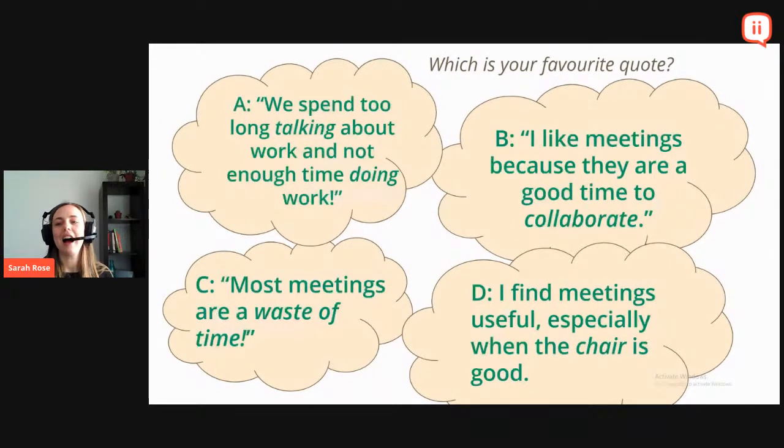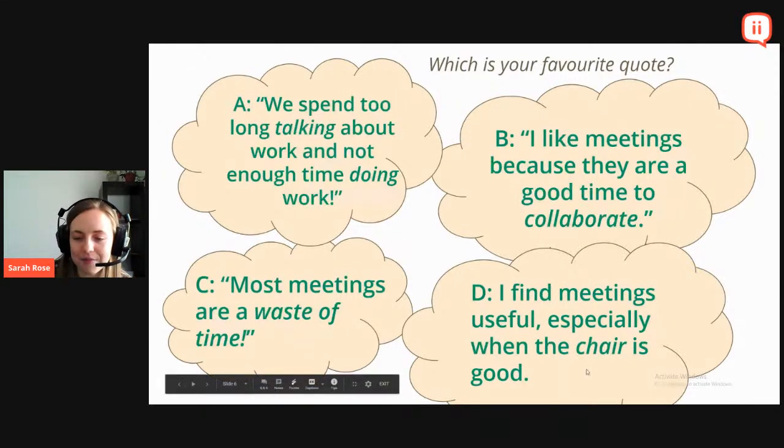B, I like meetings because they are a good time to collaborate. Collaborate is a nice formal word to mean to work together, to do teamwork, to work with other people. I like meetings because they are a good time to collaborate. C, most meetings are a waste of time. Okay, so Luca and Mariano have already said this, that they think it's a waste of time, or we waste time in meetings. D, I find meetings useful, especially when the chair is good.